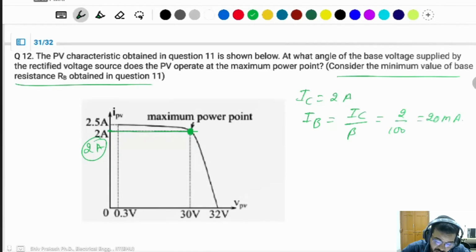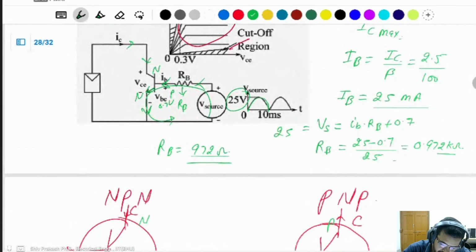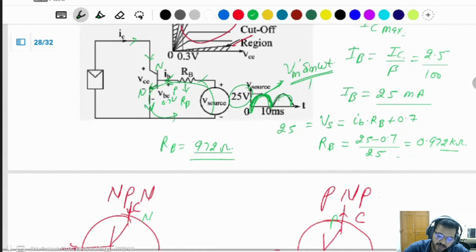It is asking about what voltage supply, what the angle. This is the sine wave, a half sine wave, you can say. This sine wave can be presented as Vm sine omega t. In this waveform, the maximum is Vm when omega t is 90 degree. Vm will be 0 when omega t is 0. Then you can take Vs equal to Vm sine omega t, where Vm will be 25.